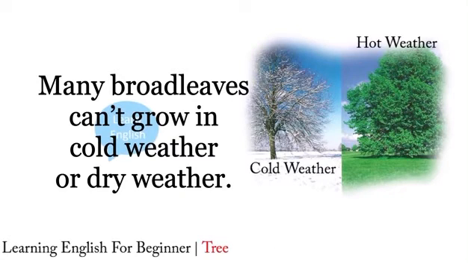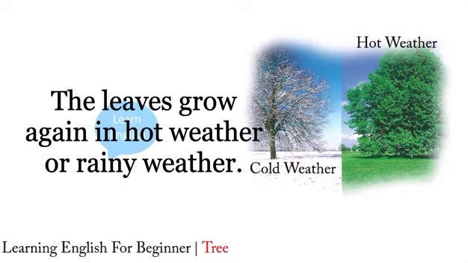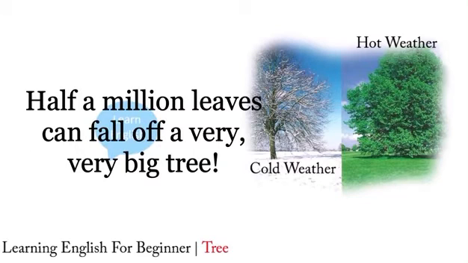Many broadleaves can't grow in cold weather or dry weather. Then, all the leaves fall off the tree. The leaves grow again in hot weather or rainy weather. 500,000 leaves can fall off a very, very big tree.